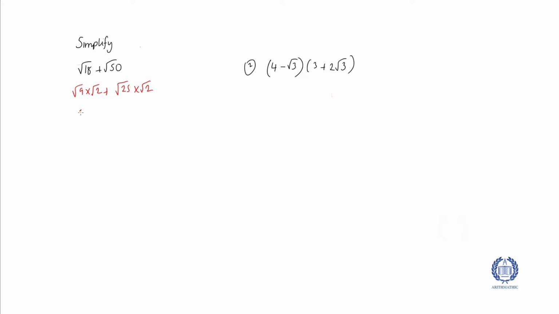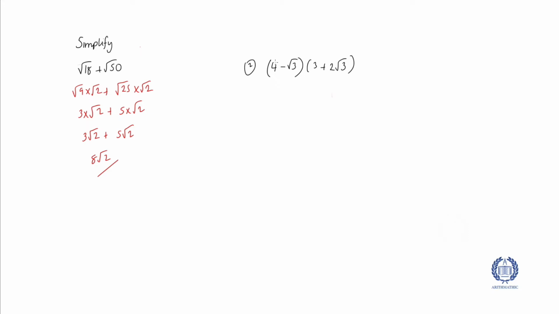Root 9 is 3, so you have 3 times root 2, plus root 25, which is 5, times root 2. So you have 3 times root 2, which is 3 root 2, plus 5 times root 2, which is 5 root 2. 3 lots of root 2 plus 5 lots of root 2 is 8 lots of root 2. That should be your answer.